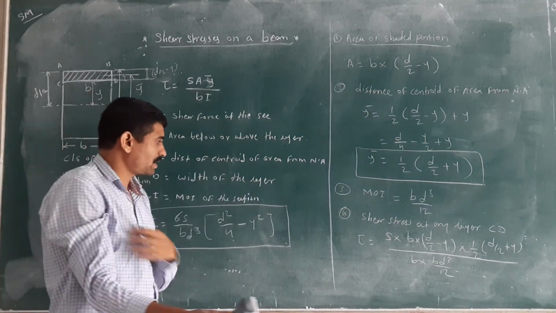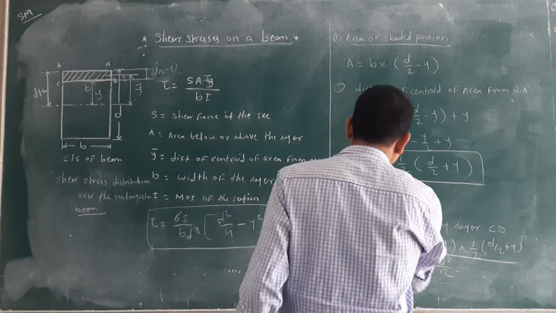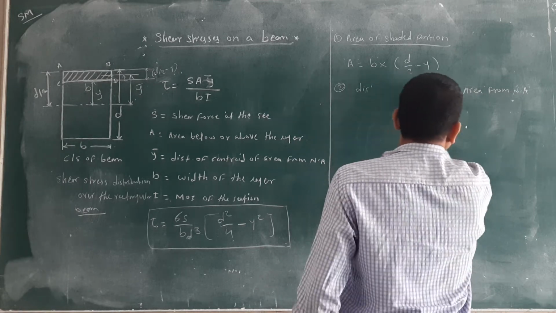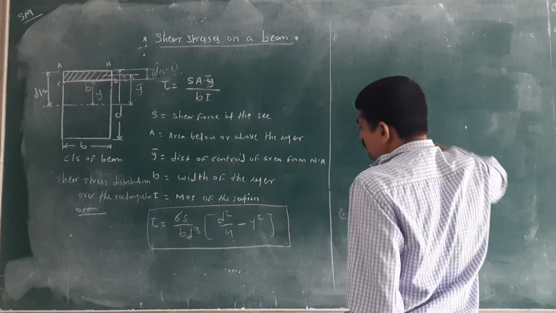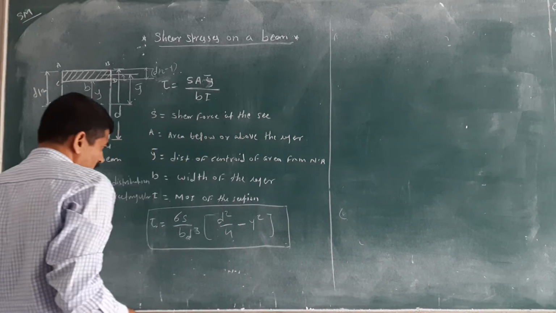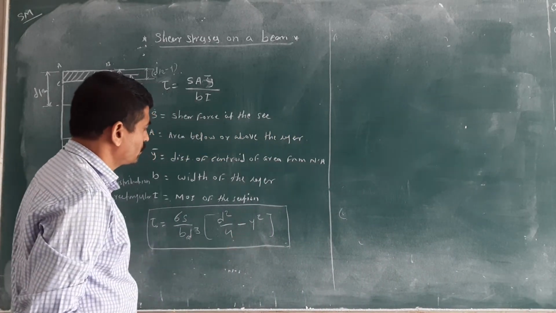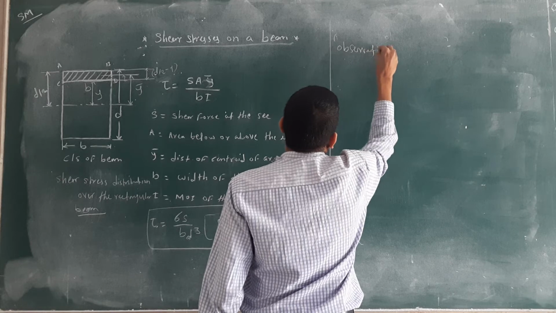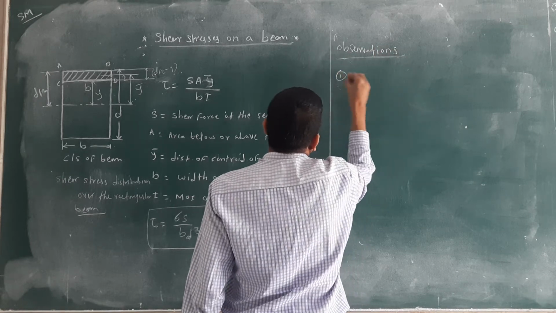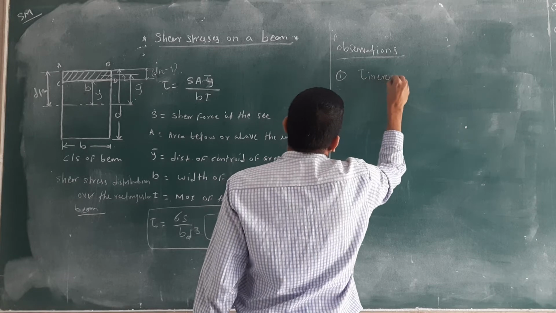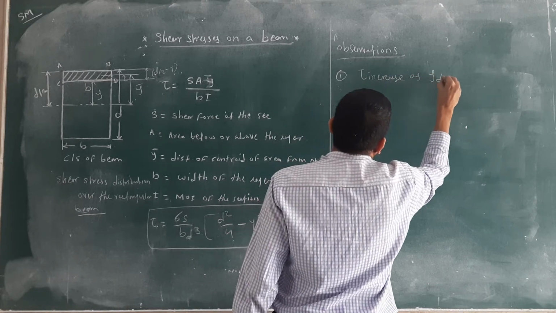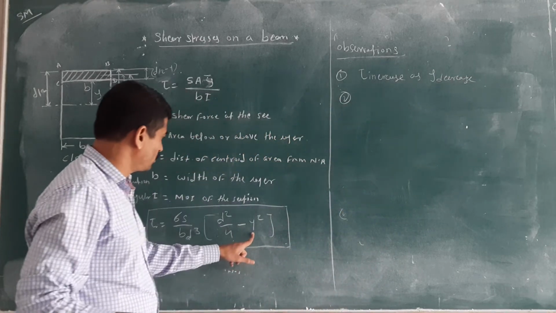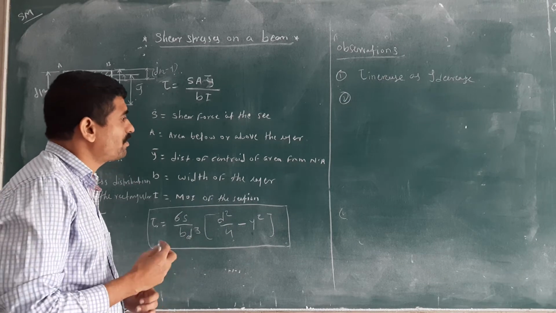The next one. If you observe this equation, as per the observations, check that tau increases as y decreases. First observation: tau increases as y decreases. If y decreases, then only tau increases. Y is 0, then again you will get the maximum value of tau.